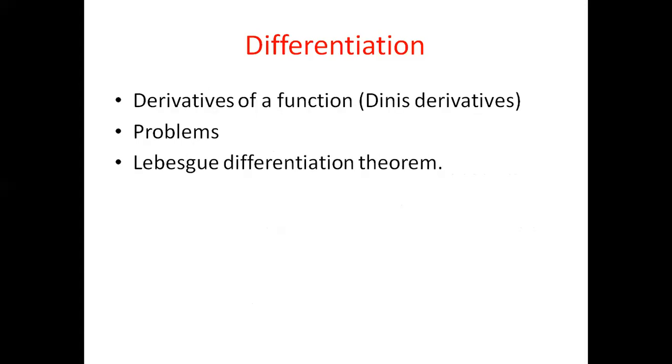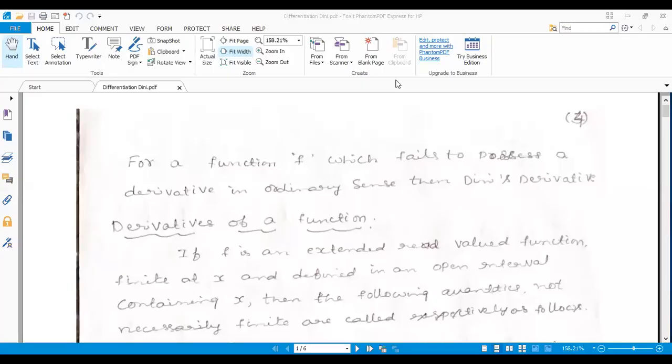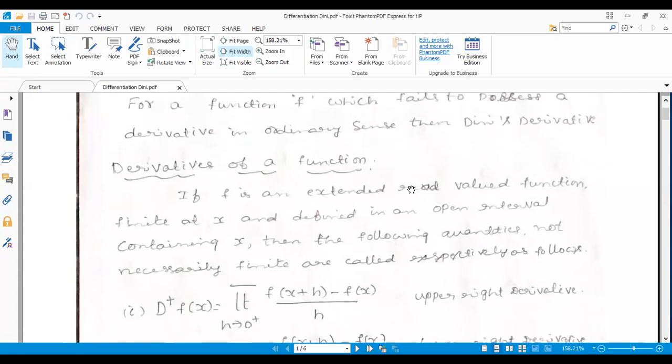In this class, as I already mentioned, we will discuss the four Dini derivatives of a function, and related problems also we will work out. And after that, we will state and establish the Lebesgue differentiation theorem in this class. If a function f fails to possess a derivative in the ordinary sense, then the Dini derivative comes into the picture. Now let us start with the definition of the derivative of a function.